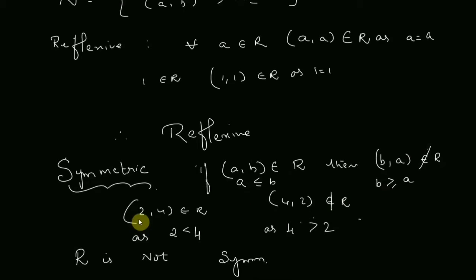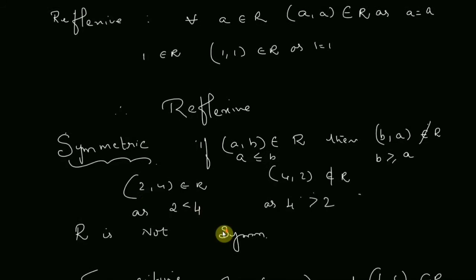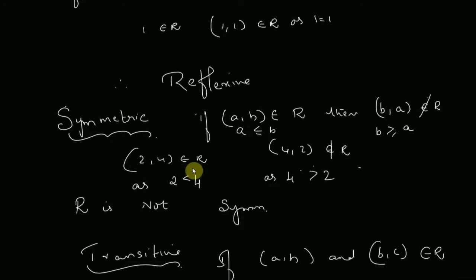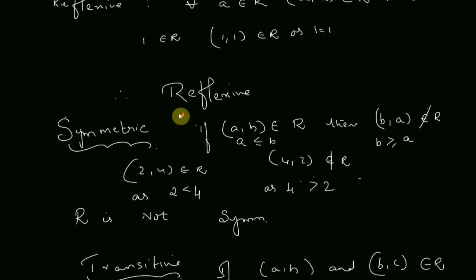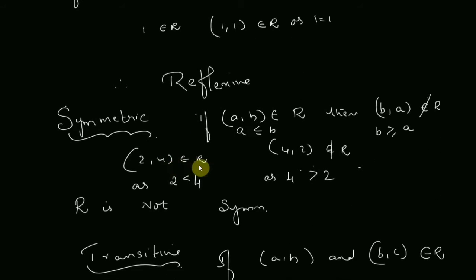For example, (2, 4) belongs to R. What does it mean? 2 is less than 4. Why does (2, 4) belong to R? Because 2 is less than 4. It satisfies the condition given here: the first element is less than or equal to the second. So (2, 4) belongs to R because the first element 2 is less than 4.